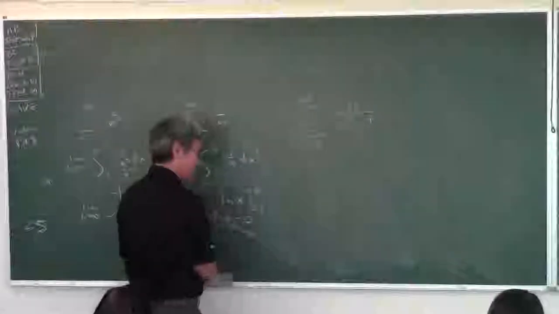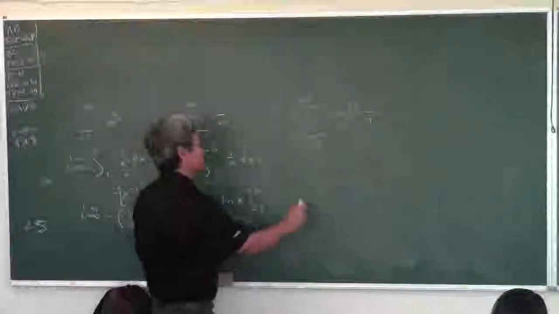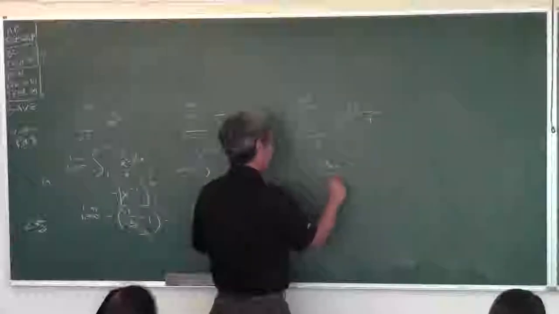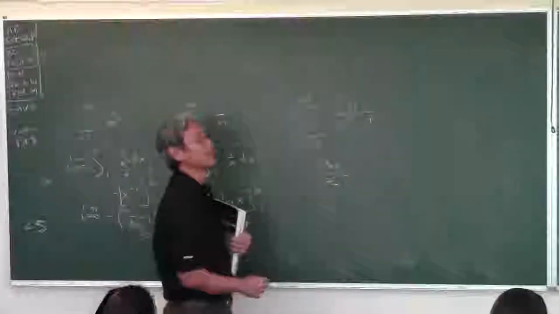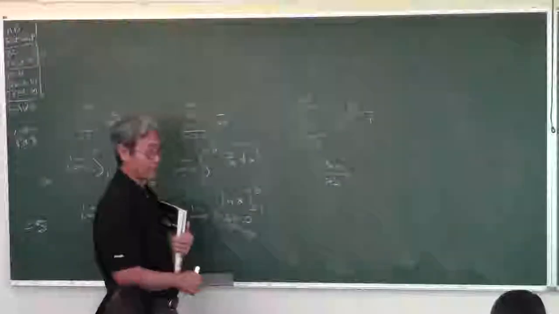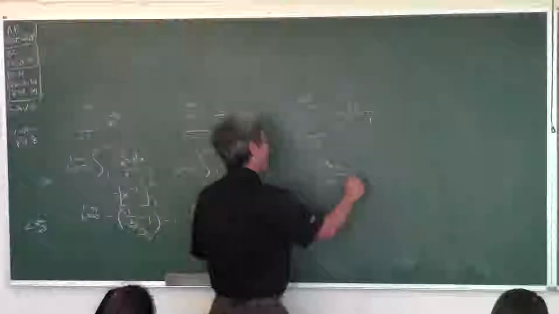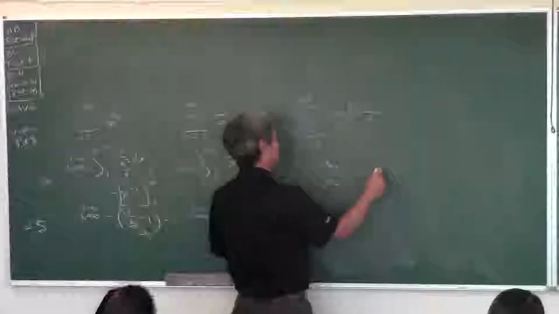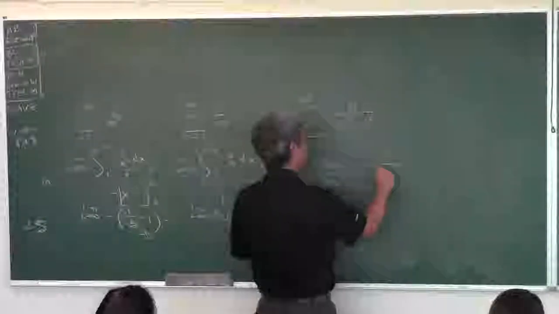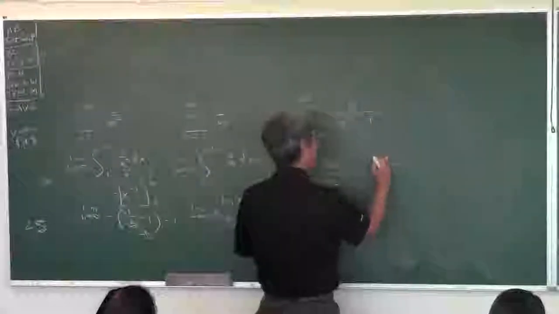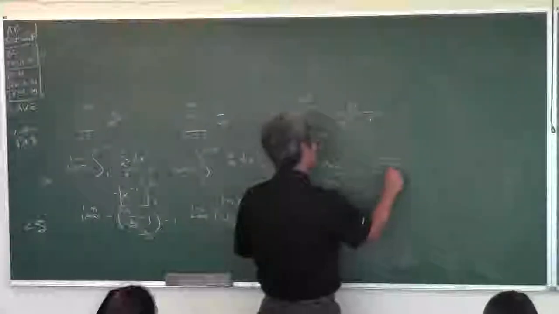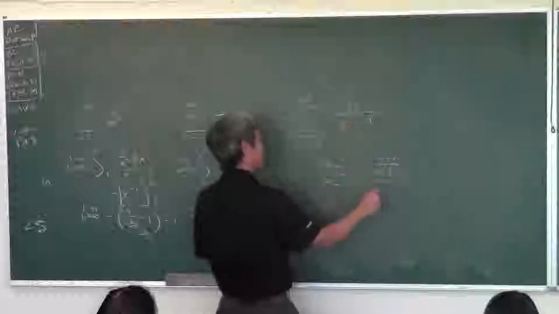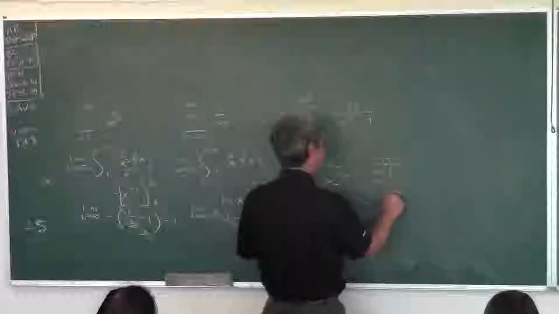You guys remember what that is? That's this one. What is a sub n plus 1? You plug in n plus 1 for n. So it's n plus 1 over n plus 1 cubed minus 1. And then you divide that by a sub n, which is n over n cubed minus 1.